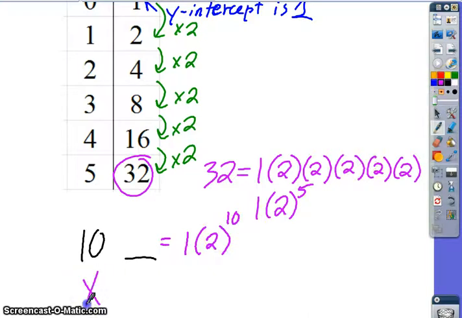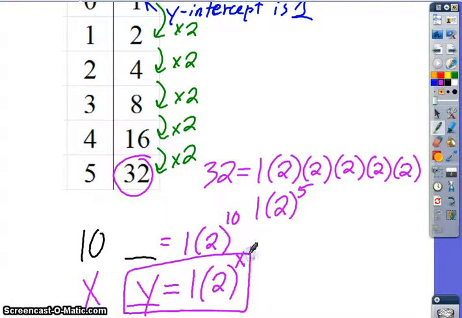If this is x, how do I find y? Well, I find y by starting with the y-intercept 1, then timesing it by 2 to the power of x. I should have x number of 2s, and that is your equation.